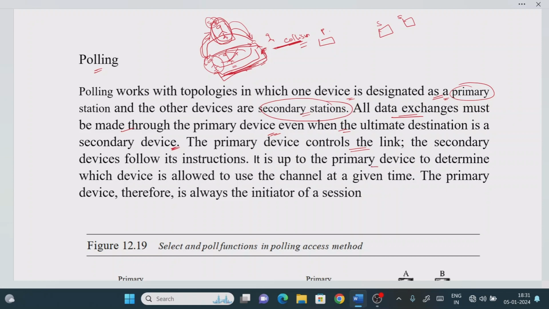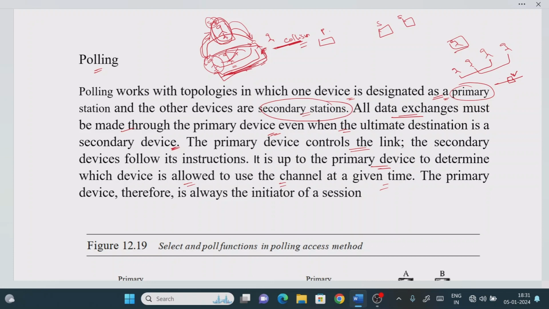So it is up to the primary device to determine which device is allowed to use the channel at a given time. For example, I told you we have the superpower, nothing but the primary station, and here we have the normal people, nothing but the secondary stations. But if this person needs to talk with that person, and at the same time this person also needs to talk with another person, what will happen? Conflict will occur, a collision will occur.